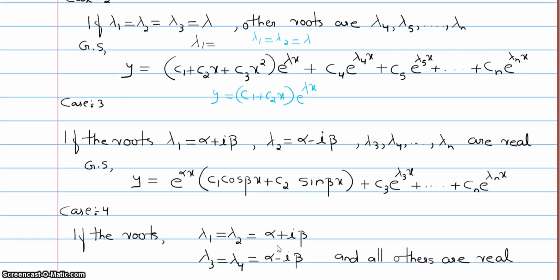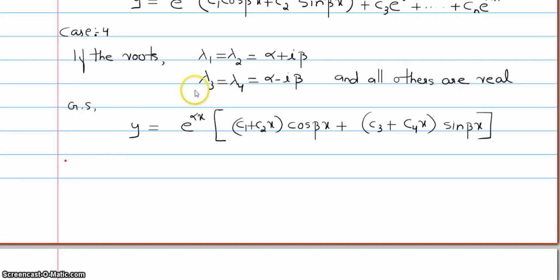Okay, then the last case. Now the last case, if two of the roots are repeated complex numbers, like if lambda 1 and lambda 2 are equal to alpha + i beta and lambda 3 and lambda 4 are equal to alpha - i beta, and the rest of the roots are real numbers. In that case, the general solution is of the form e^(alpha x) [(c1 + c2 x) cos beta x + (c3 + c4 x) sin beta x], plus the remaining real roots, c5 e^(lambda 5 x) + etc. + cn e^(lambda n x). This is the last case.